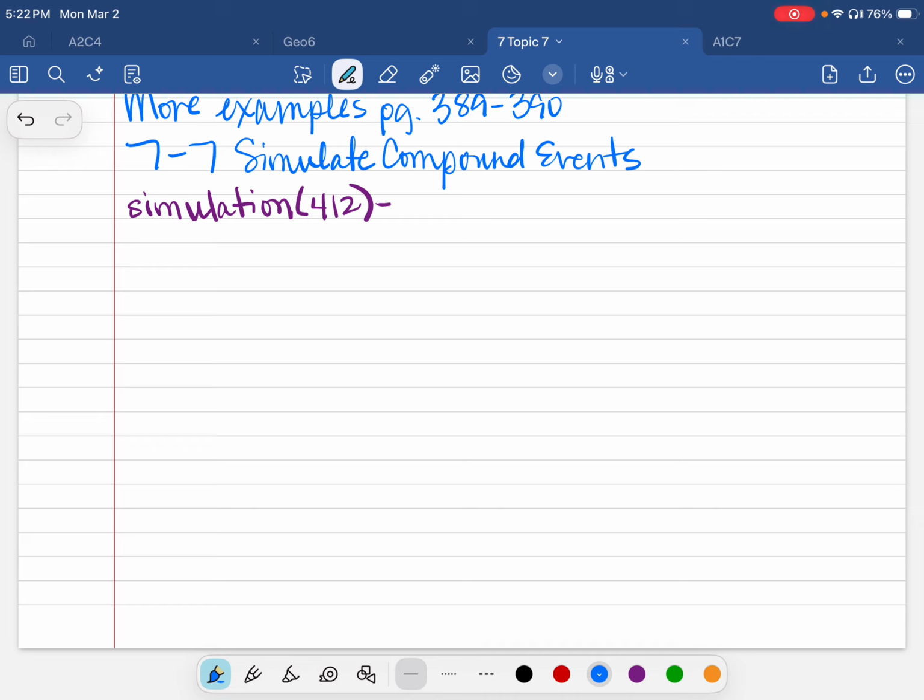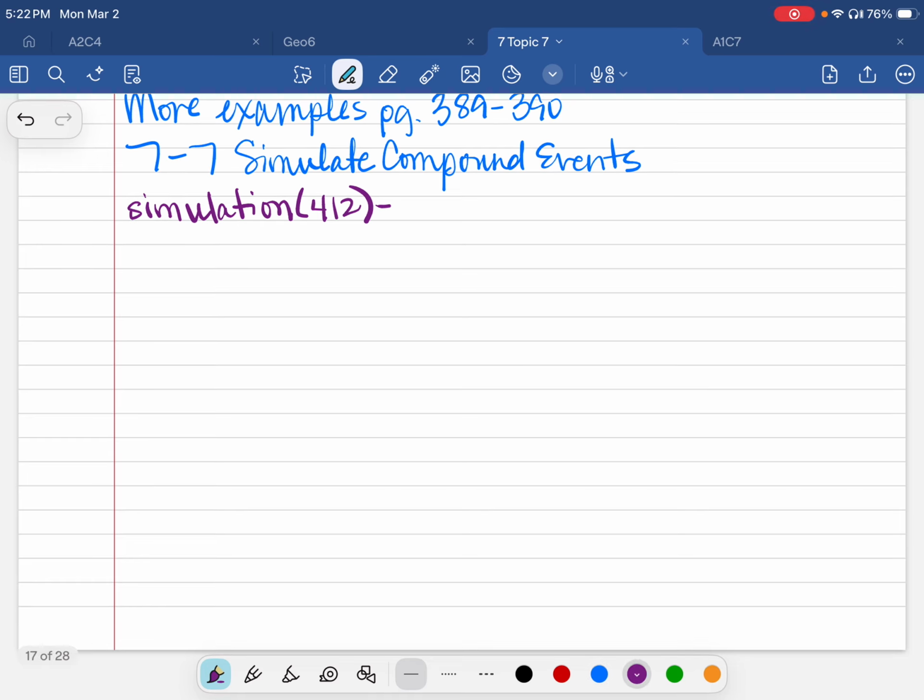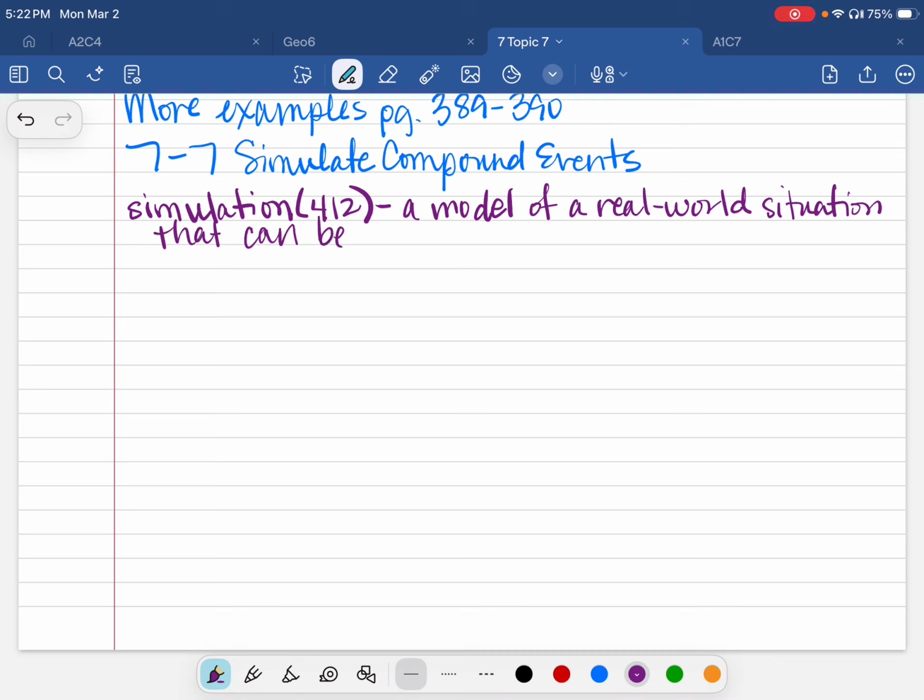So a simulation, this is found on page 412 of your book, is just a model of a real world situation that can be used to find probabilities. So fill this out on your vocab sheet. Maybe pause, take a second to put that away.